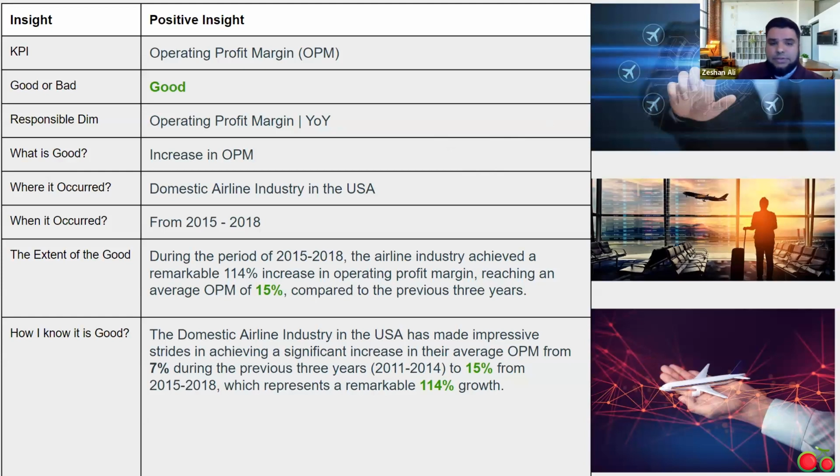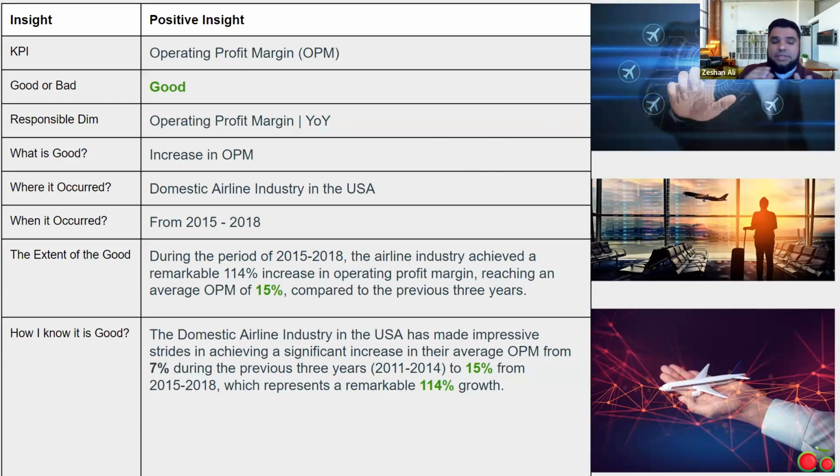2011 to 2014, the average OPM was only 7%, and it went up to 15%. So we know we're in the good. But what really contributed to this substantial achievement? It was several factors, including market consolidation, aka mergers, right?